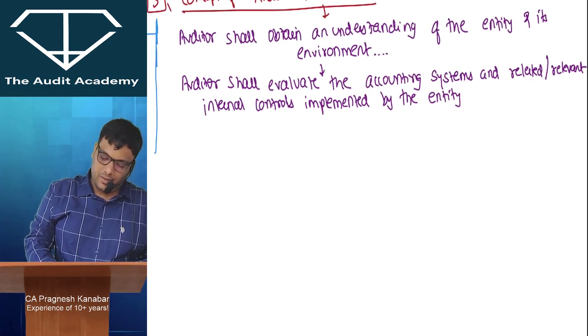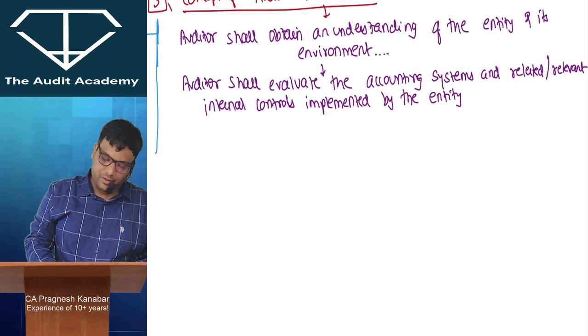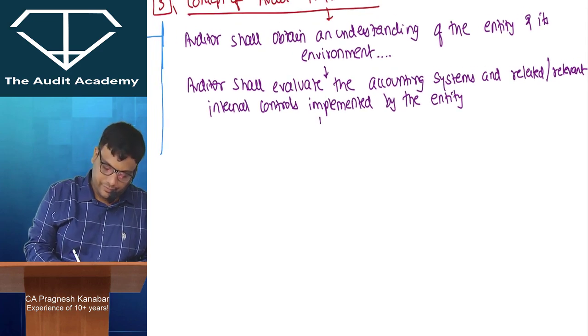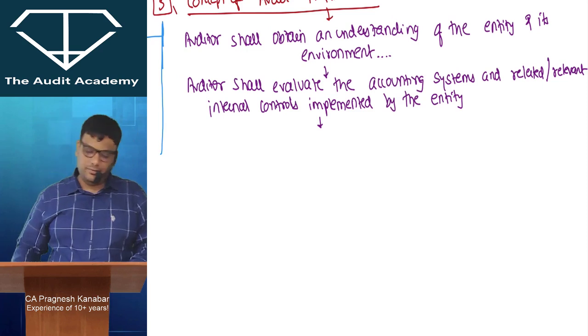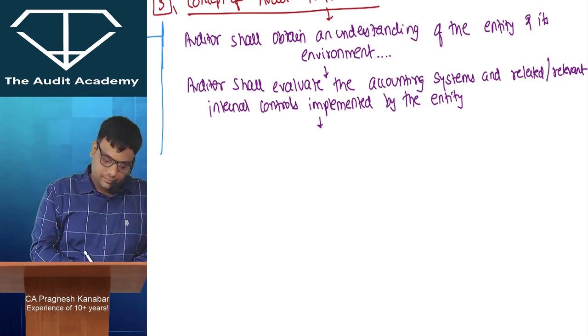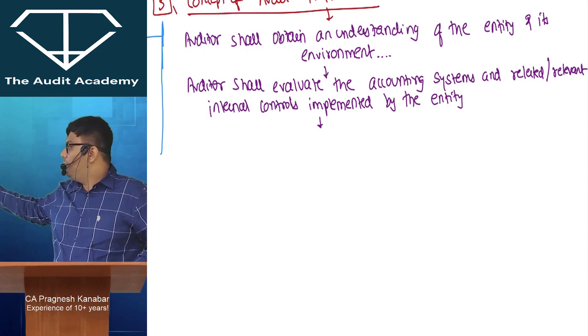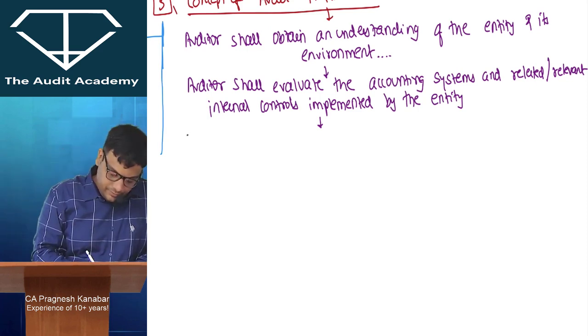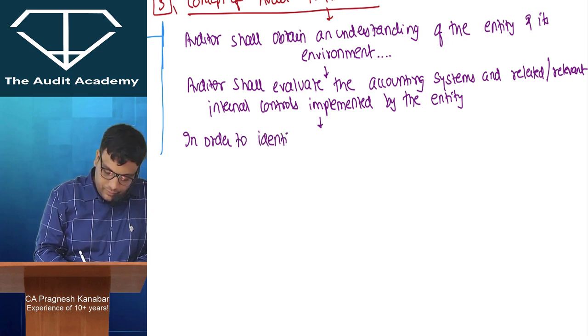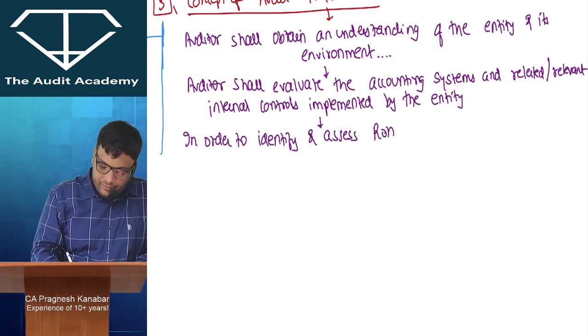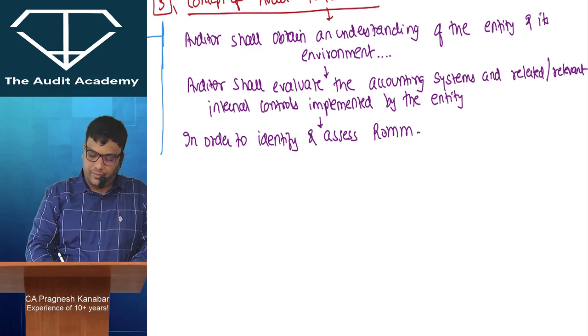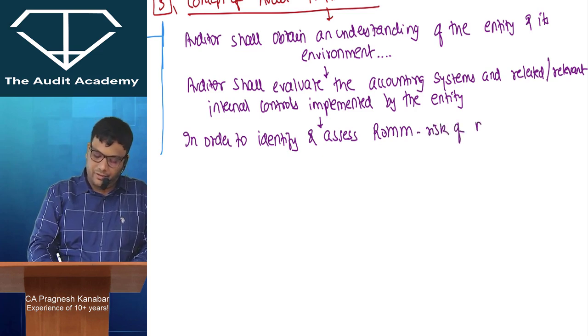Auditor shall evaluate the accounting system and related or relevant internal controls implemented by the entity. Okay. Down arrow. Acha, why am I trying to obtain all of this understanding? So that finally, in order to identify and assess risk of material misstatement, at least for once we will write the full form.